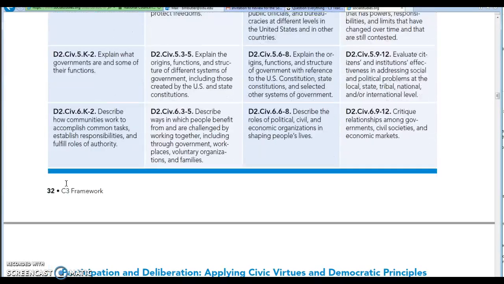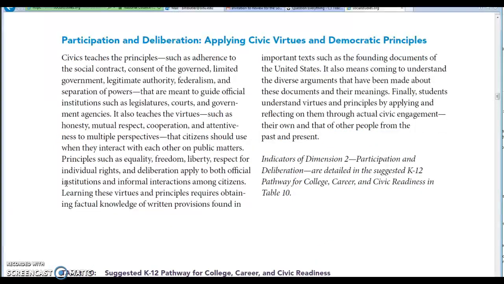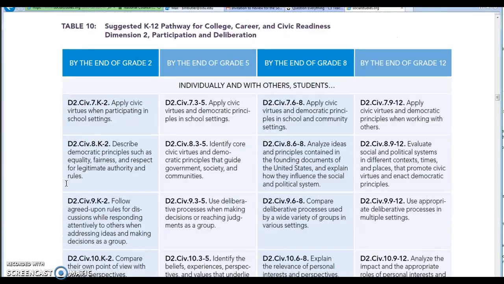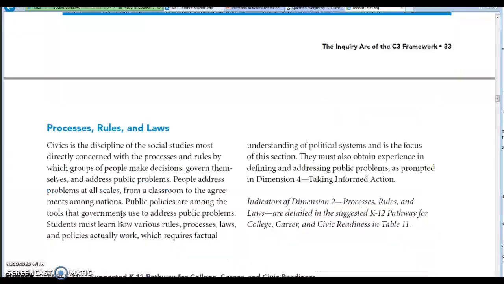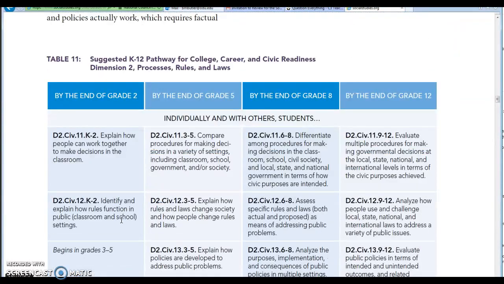So you'll see each of these areas. So there's participation and deliberation. So for instance, students will be able to apply civic virtues when participating in school settings. Students will compare their point of view with others' perspectives. So a lot of the civics ones deal with interaction, understanding, roles, responsibilities, what is authority, what is not. So this requires students to engage with one another.